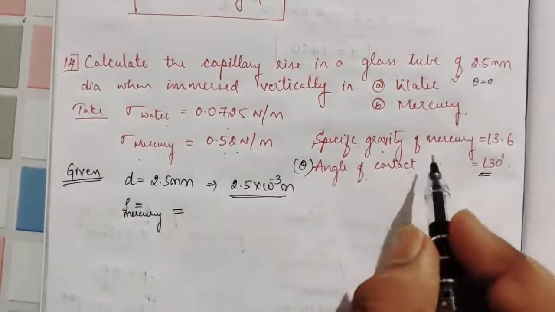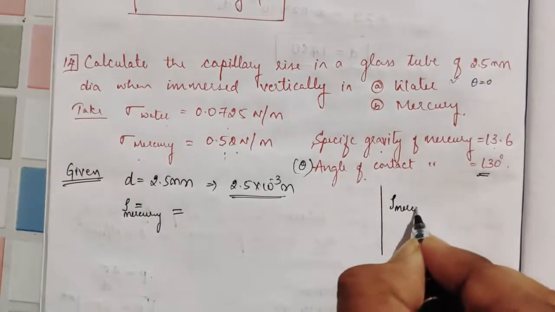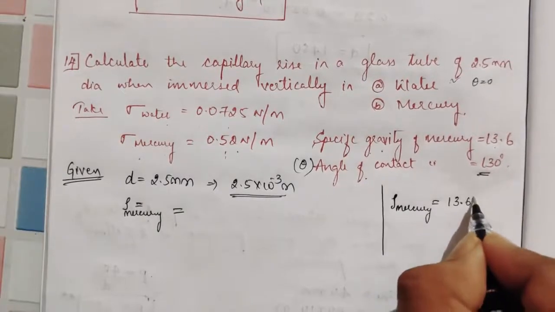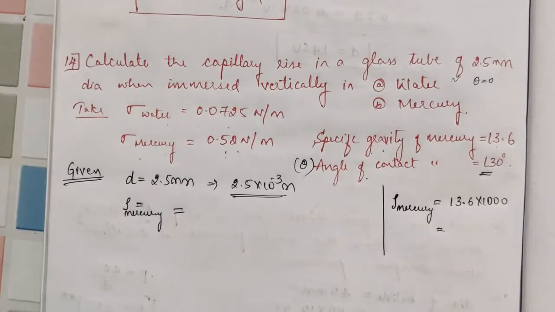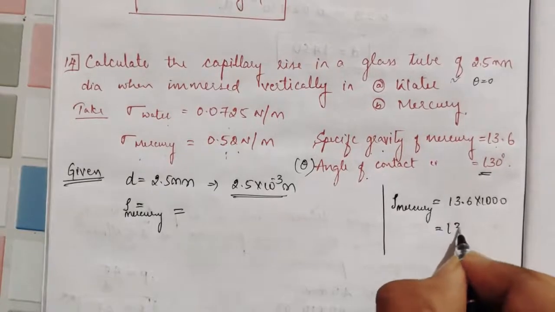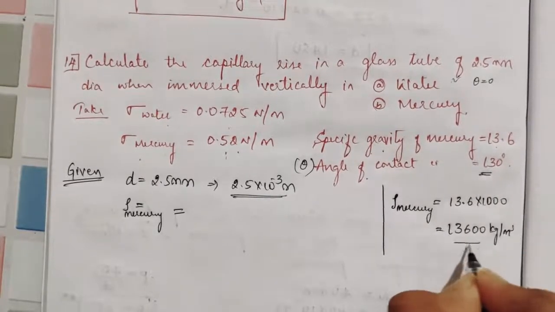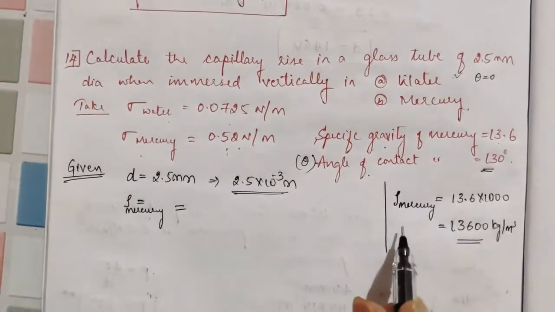So with the help of what can I do? I want the density of mercury. So what can I do? Specific gravity into 1000 will give me 13.6 into 1000, which is 13600 kg per meter cube. That is the density of mercury. Why do I need this density?